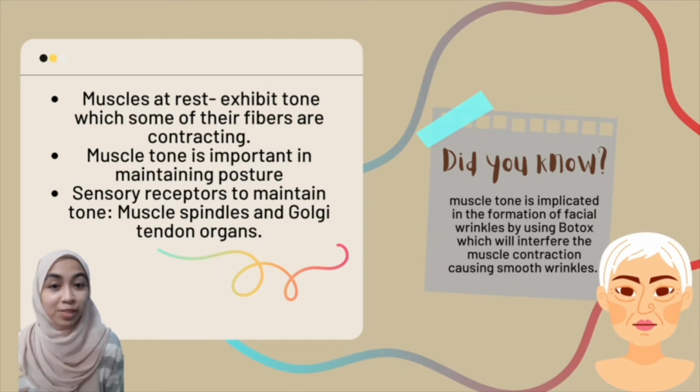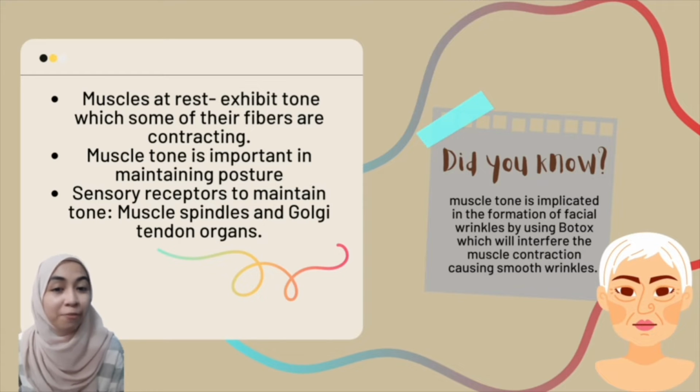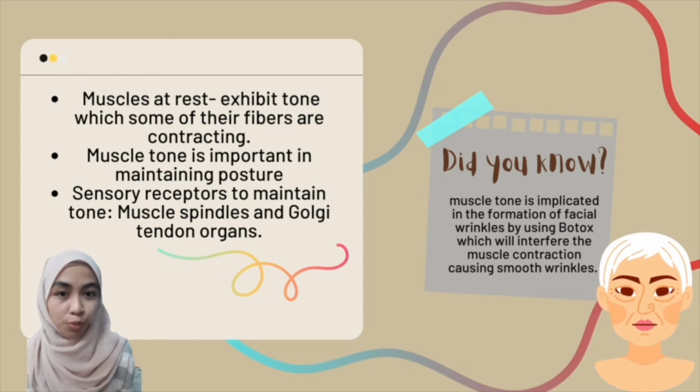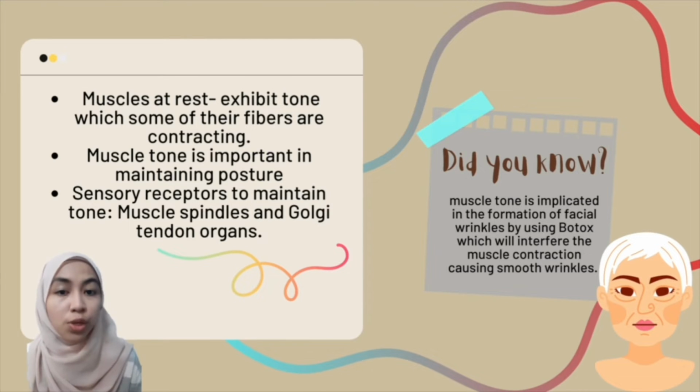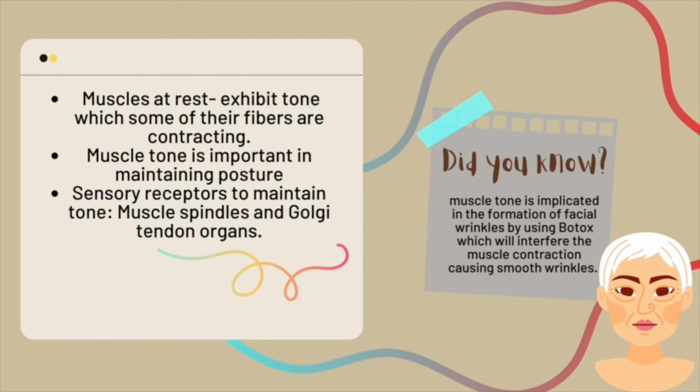Before I pass my turn to the next presenter, I just want to share with you guys a fun fact about Botox. Did you know muscle tone is implicated in the formation of facial wrinkles? Botox interferes in muscle contraction, causing smooth wrinkles.